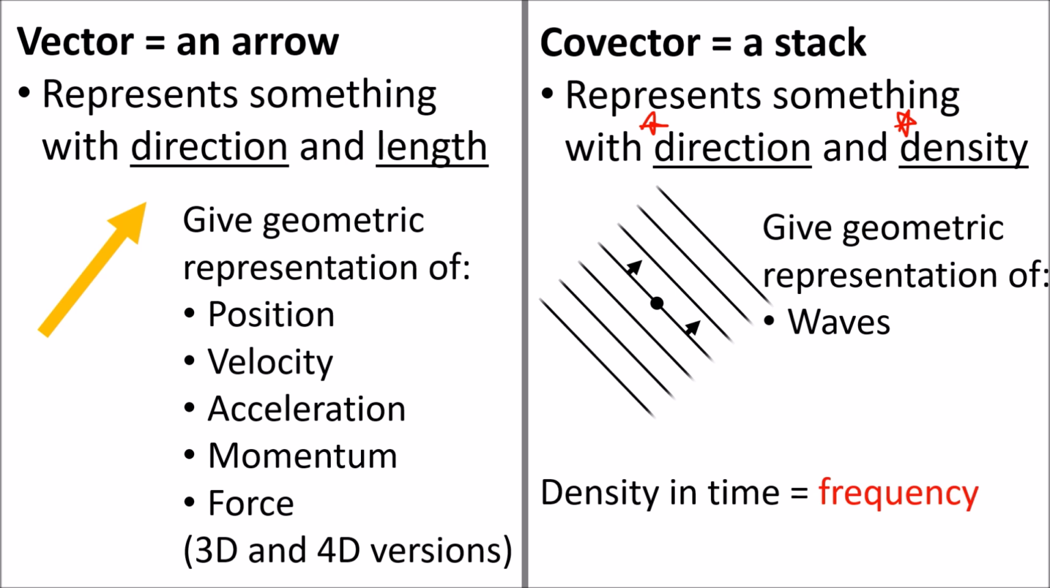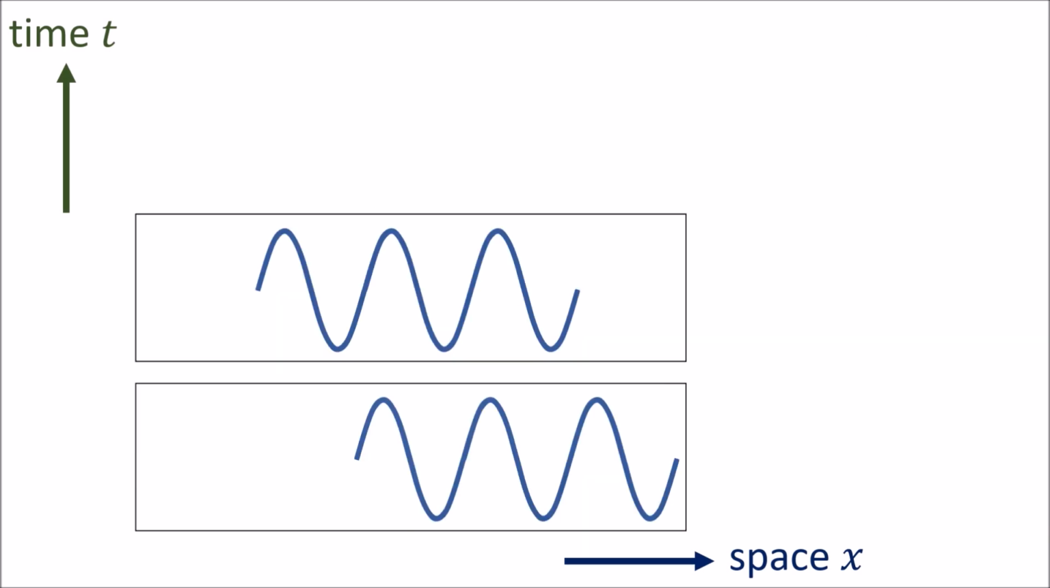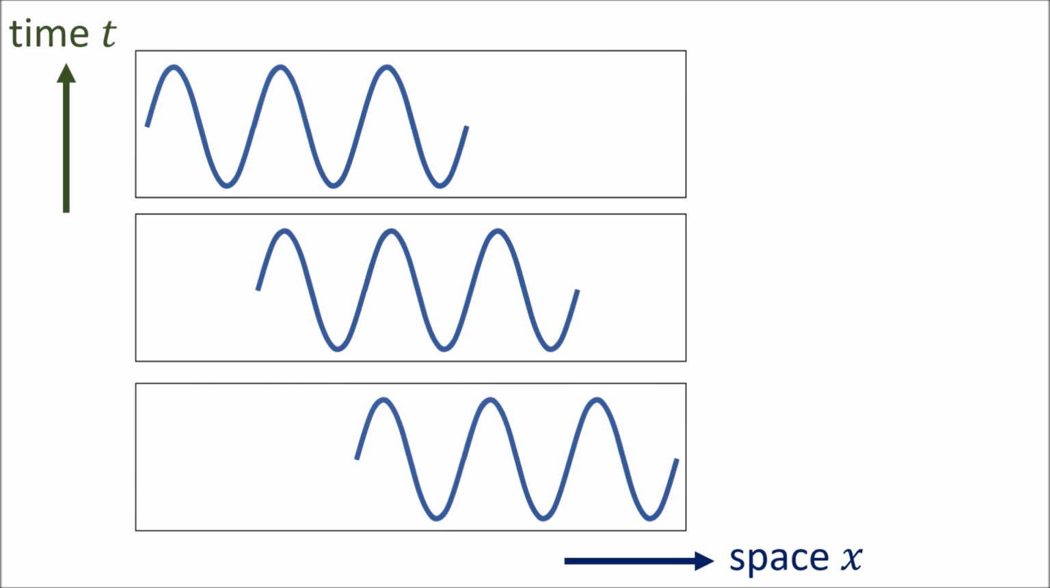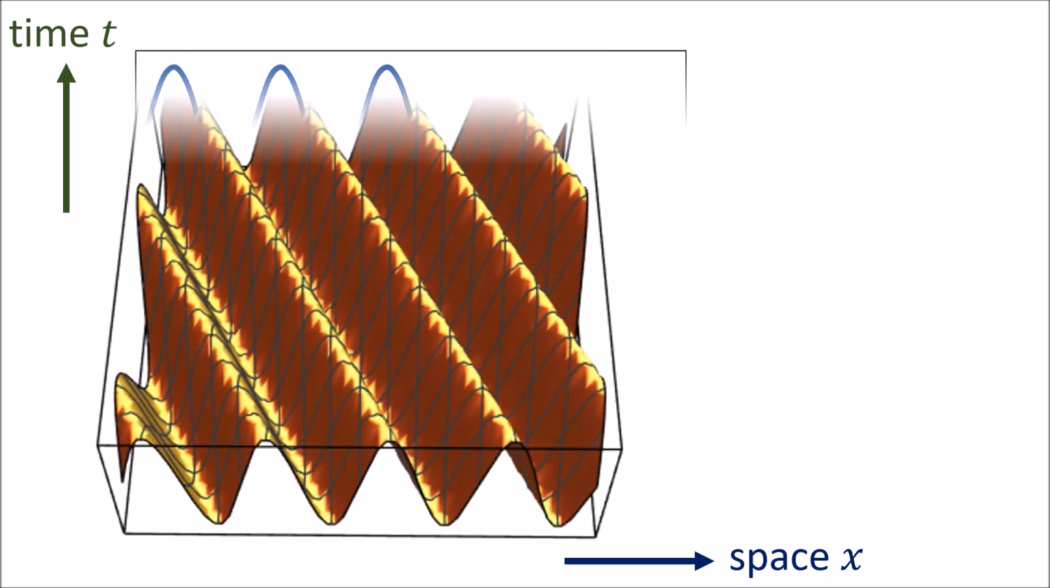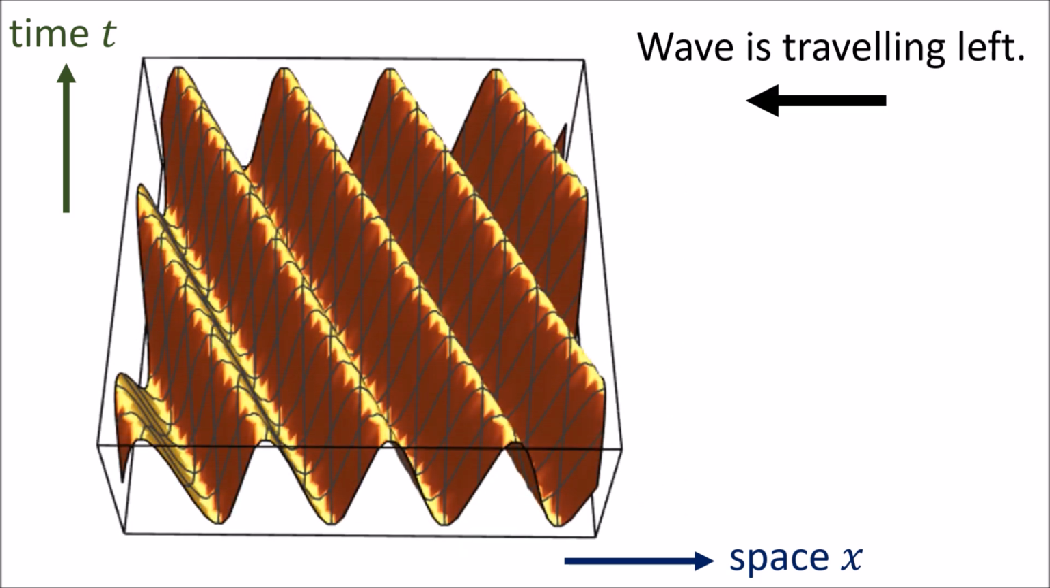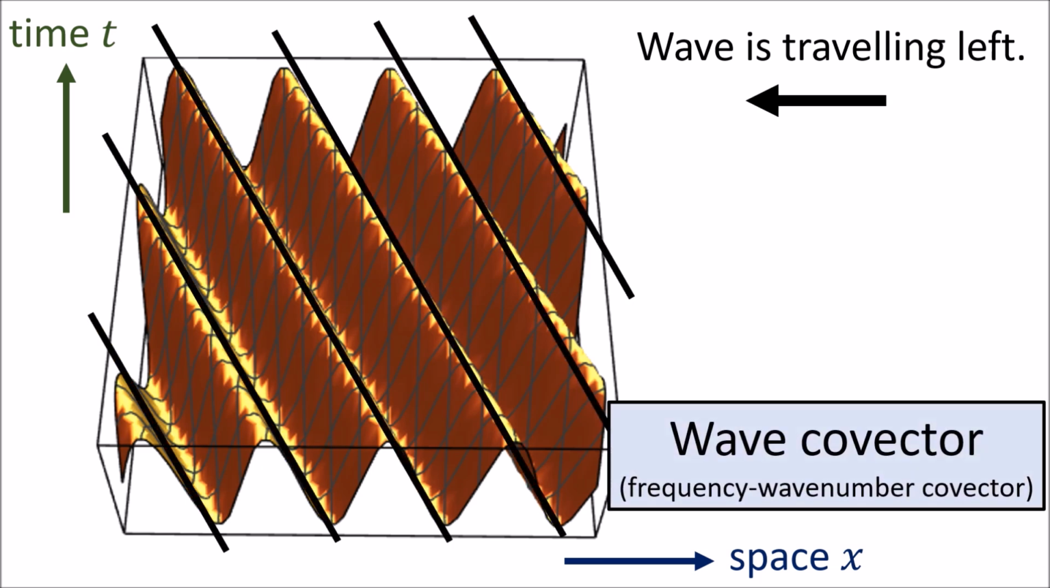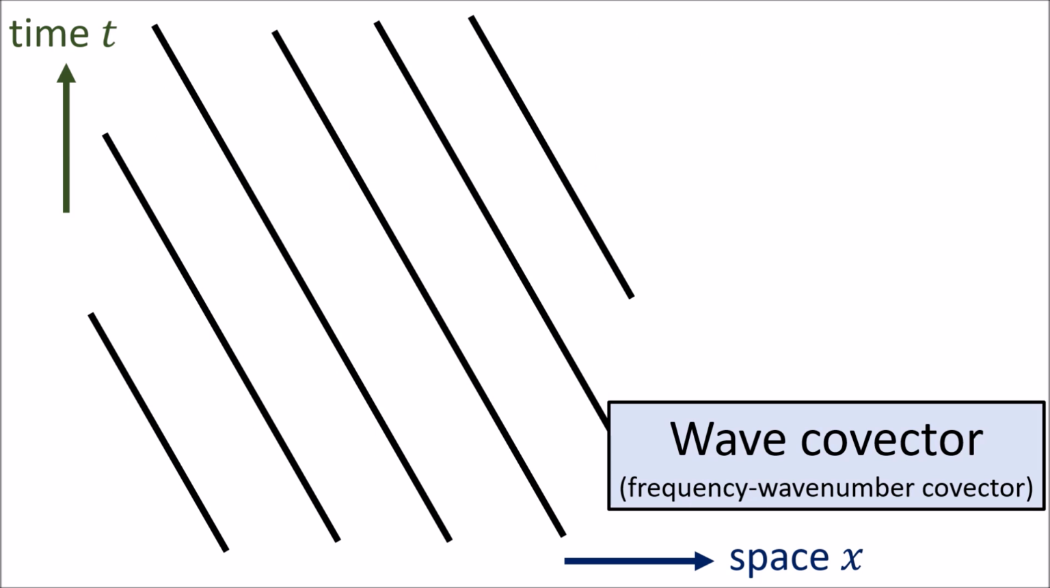A wave covector's density in time is the wave's frequency, and the covector's density in space is the wave's wave number. If we take a space-time diagram and imagine a wave traveling left over time, we can visualize the wave as a surface whose peaks travel left. We can then trace lines over the wave peaks to get our wave covector stack, which we'll call kappa.